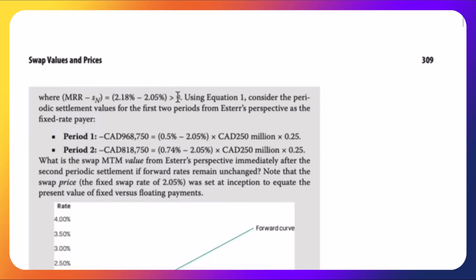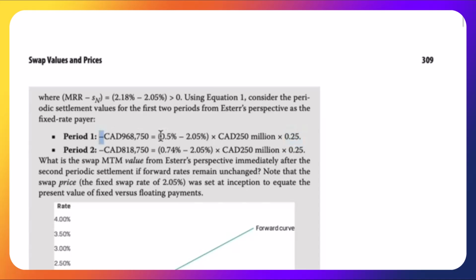Using equation 1, consider the periodic settlement values for the first 2 periods from Esther's perspective as the fixed rate payer. So here's the difference in rates. There's the floating rate minus the fixed rate. We see that's going to be negative, multiplied by the notional amount of $250 million, and the period is 1/4 of a year, a 3-month period. So you can put 0.25 here, 3 over 12, however you want to write it. We should get a negative number, and we do.